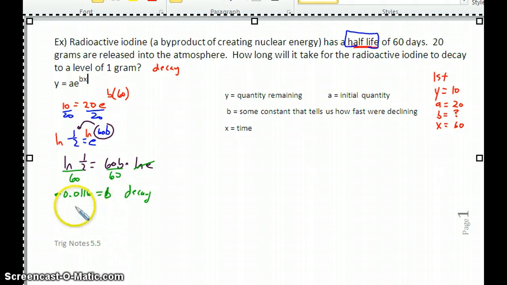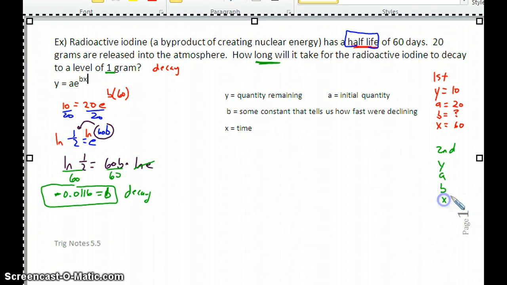Okay, so we found the decay rate, or the growth rate. In this case, it's a decay rate. Now let's answer the question: how long, so find time, for it to get to 1 gram. So the second time that I do this, putting down my variables again, we just found our growth rate, negative 0.0116. Time, our x, is what we're trying to find. We want to know how long it will take to go down to 1 gram.